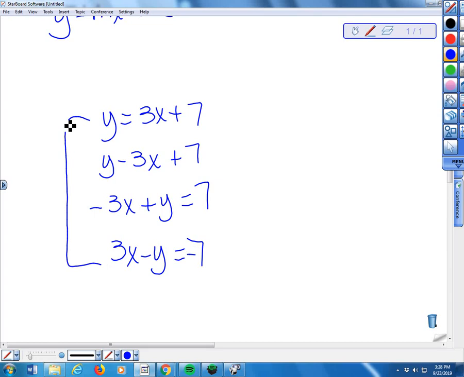One's written in slope-intercept form. One's written in standard form. Now we said here that the slope was 3. The equation for slope in standard form is negative a over b. So what's a? 3. What's b? Negative 1.